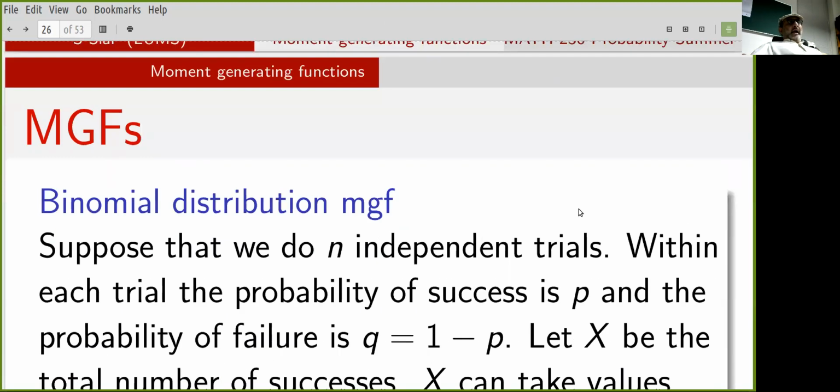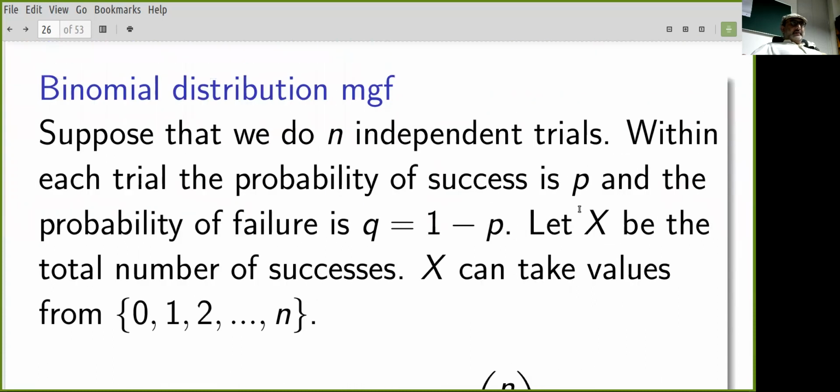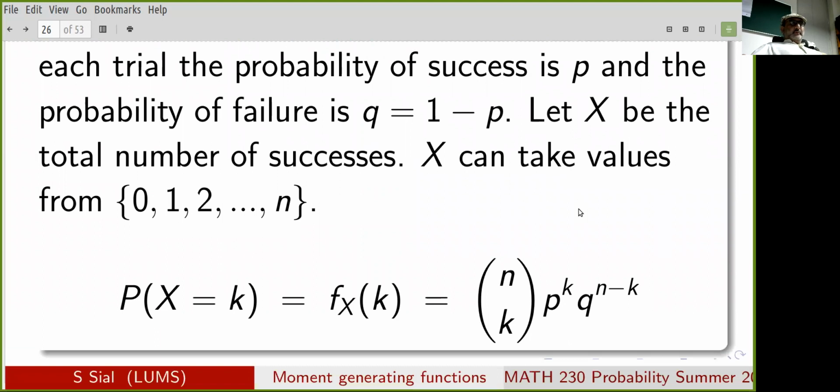Okay, the binomial random variable. The probability of a success is p, the probability of failure is q. We're going to do n independent trials. X is the number of successes that happen. We already discussed this: the probability that x equals k, f sub x of k, is n choose k, p to the k, q to the n minus k. Q is the probability of failure, 1 minus p.